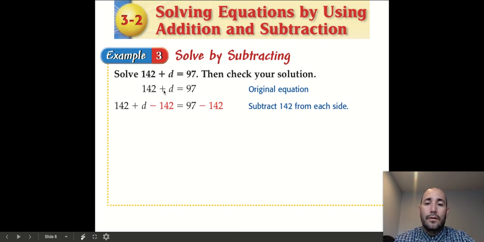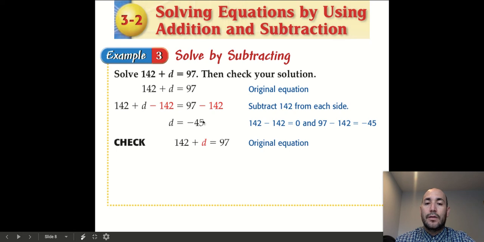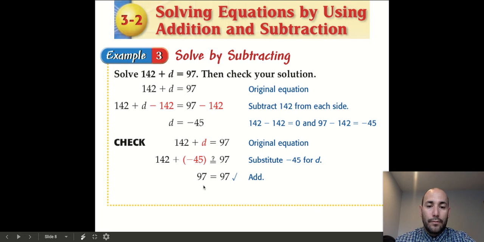And when I do that, 142 minus 142 will zero out and leaves me with d. And 97 minus 142 leaves me with negative 45. So here, my answer is that d equals negative 45. Now I want to check it to see if it actually is true. So I'm going to take my original equation, and I'm going to substitute this value in for d here. And so I have 142 plus negative 45. Does it equal 97? And if I do the math, 142 plus negative 45 does in fact equal 97. Both sides of the equation are true, which tells me that my answer, d equals negative 45, actually works.